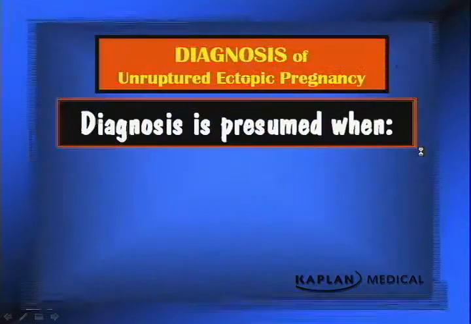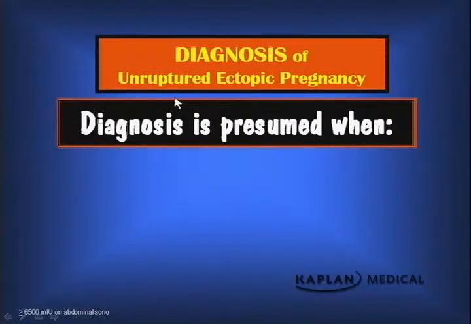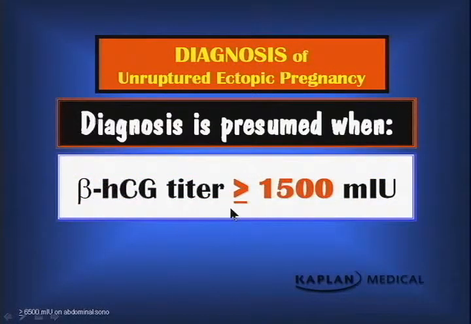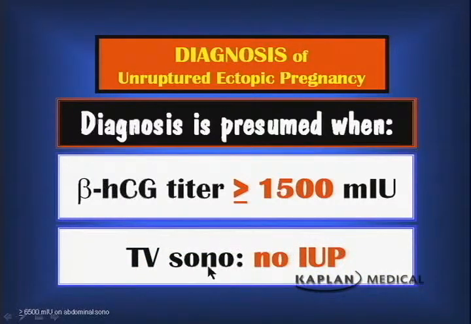Diagnosis. The diagnosis of an unruptured ectopic is presumed when two criteria are met. Number one, beta-HCG titer is equal to or greater than 1,500 milli-international units. And number two, transvaginal ultrasound shows no intrauterine pregnancy.